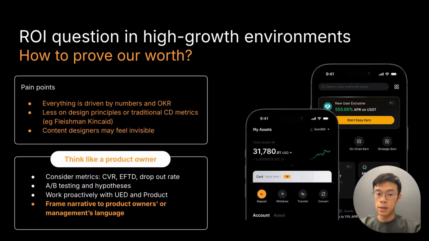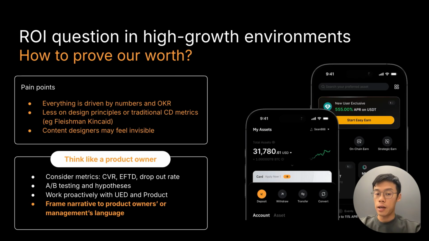This is a real question in a high-growth environment, where product owners are always pressed to push out a lot of products and bring in returns very quickly. So everything is driven by numbers and OKRs. The focus will be less on content principles or design principles for writers or designers, or traditional content design metrics like Flesch and Kincaid, but more about what kind of difference we make for the business bottom line.